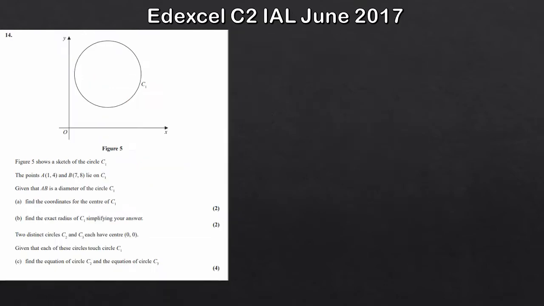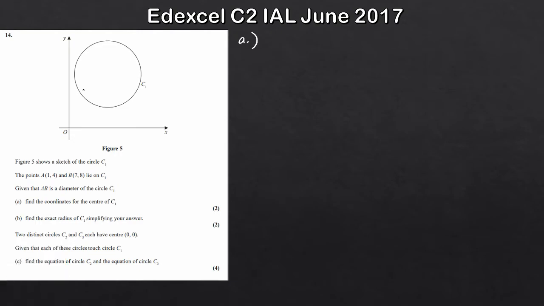Now the next question here, I really like the last question, part c. It's quite a good question to look at. a and b, pretty standard again. So we want to find the coordinates for the centre of C1. C1 is the one that we've got the sketch of here in figure 5. So we've got the points A and B, which lie on C1. We're told A to B is a diameter of the circle C1. So if we find the midpoint of that diameter, we know the coordinates of the midpoint, in other words, the centre of the circle.